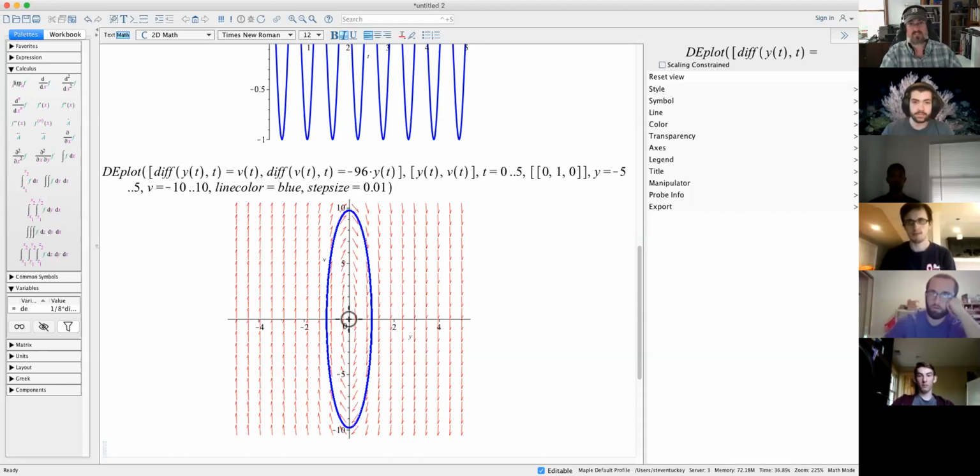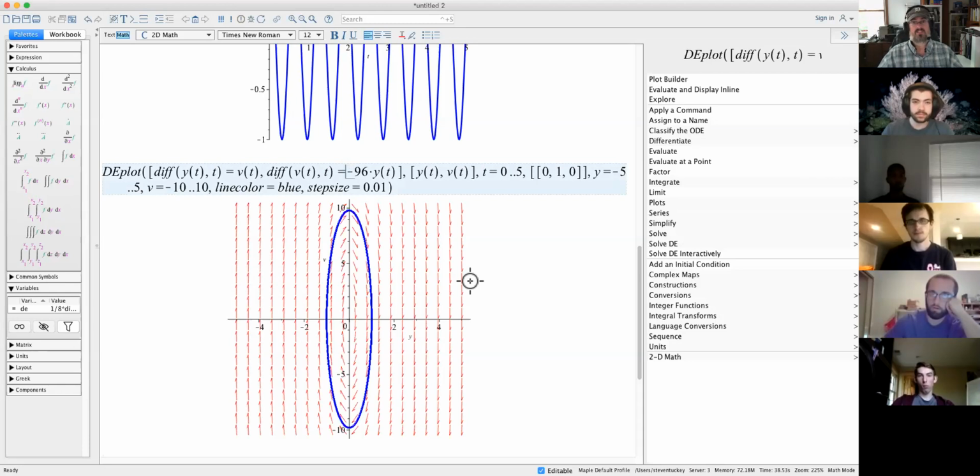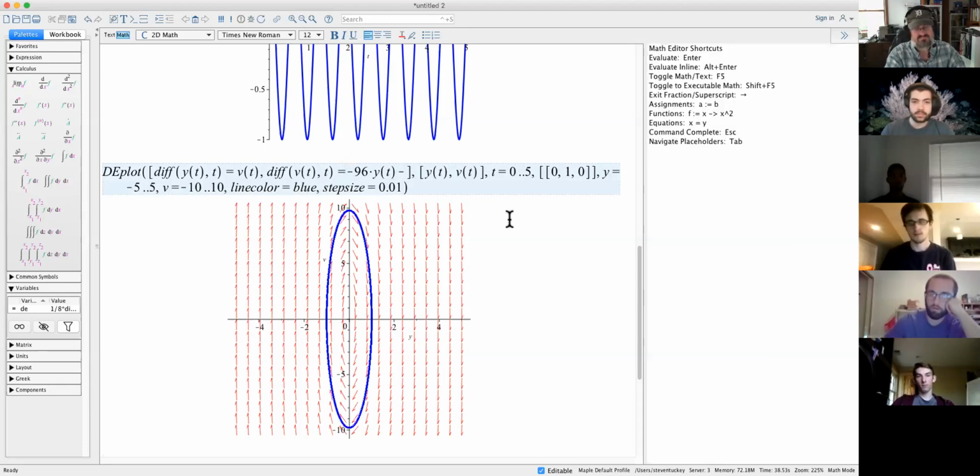You can modify this just slightly by adding a friction term. And by the way, the friction term goes in the velocity equation. All you'd have to do is add something in like minus 2 times v of t. And watch what happens to my curve now.